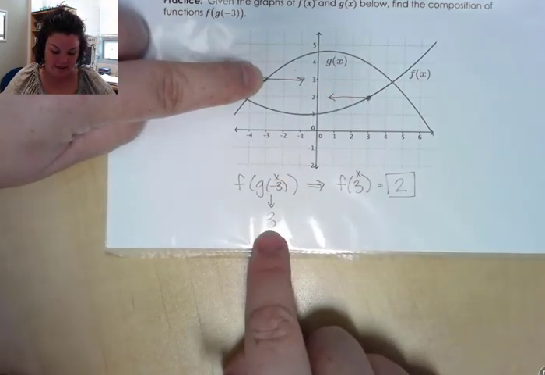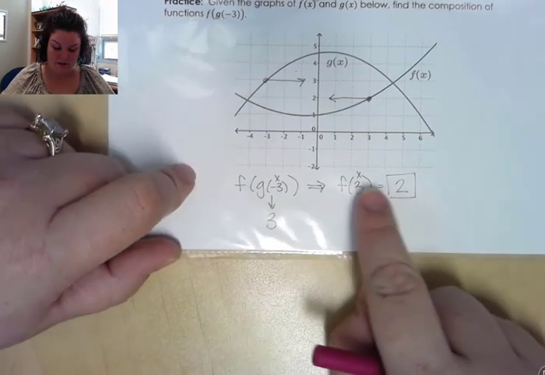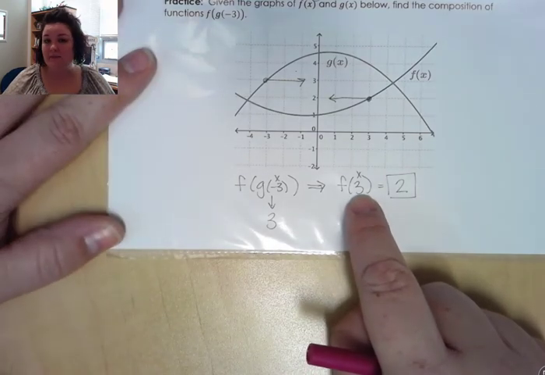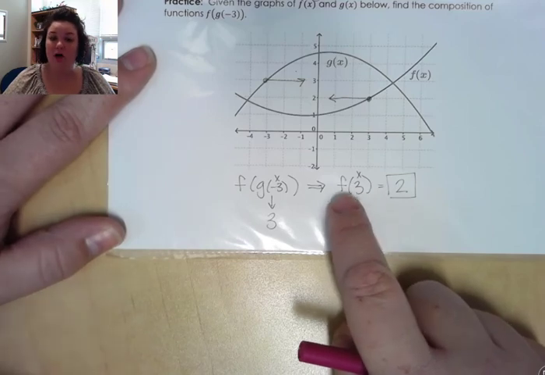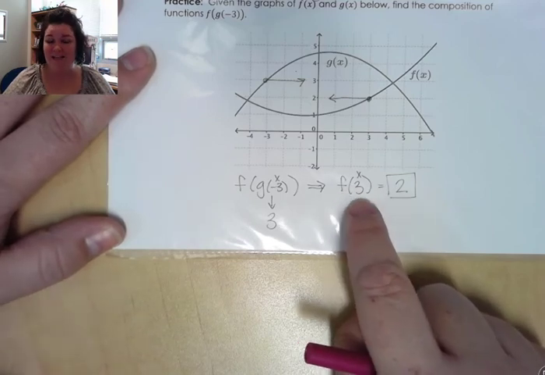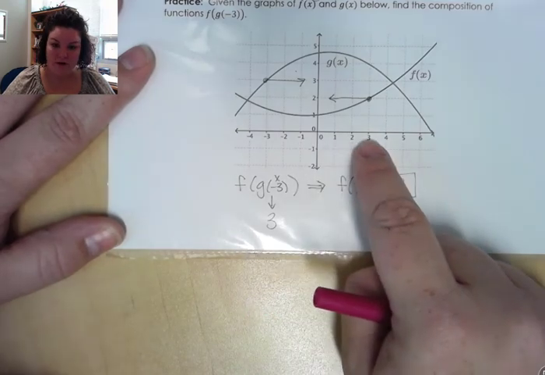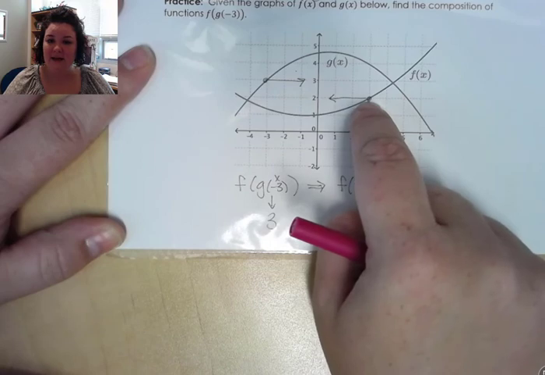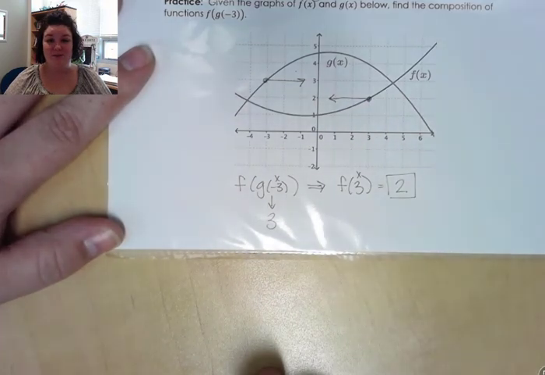So now I'm going to take that 3 and plug it into my outside function. Okay, so we're going to do f evaluated at 3. So now 3 is my new x value, and I'm trying to figure out what the y value is on my f curve when x is 3. So I go to where x is 3, which is right here. I trace it up till I hit my f curve, and I can see at that point my y value is 2. So this just equals 2.